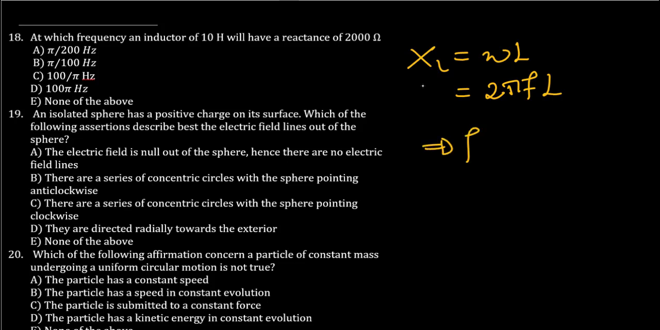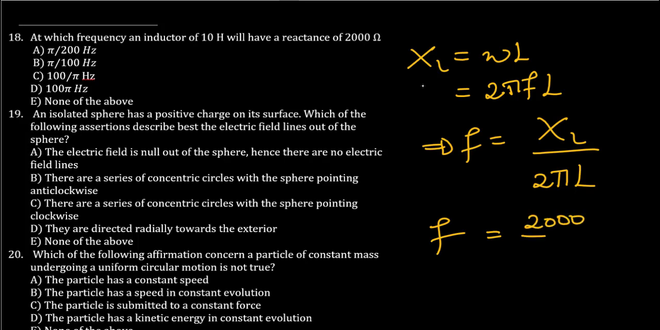So we are looking for the frequency, so the frequency will be equal to the inductive reactance divided by 2 pi L. So numerical application yields, F will be equal to XL, which is 2000, divided by 2 pi times L, which is 10. 10 and 10 will simplify, so here 1, here 100. So F will be equal to 100 divided by pi hertz. So the correct option is option C.